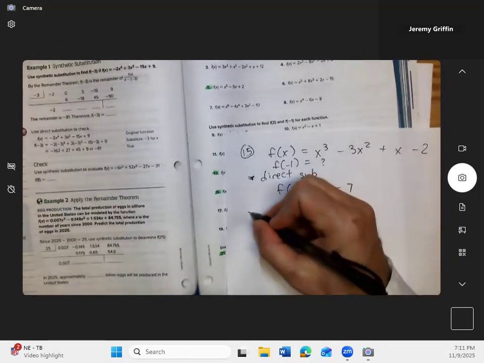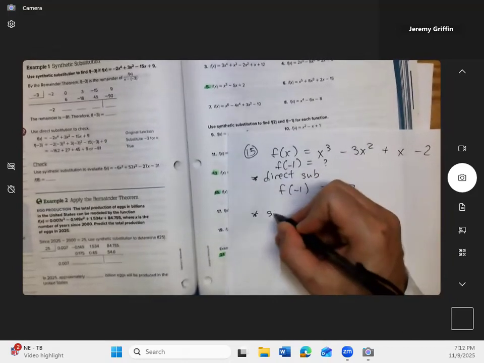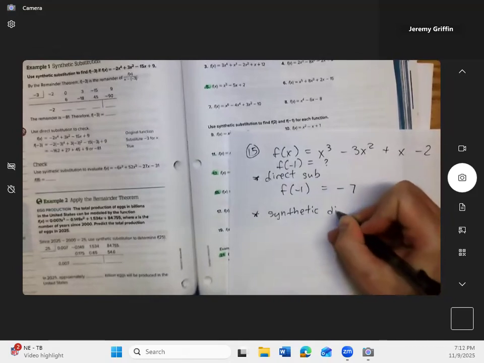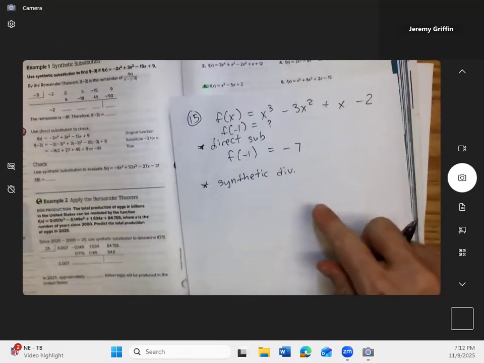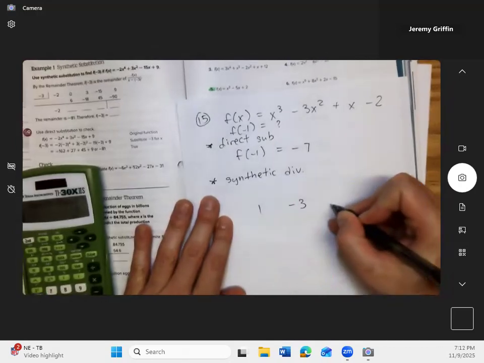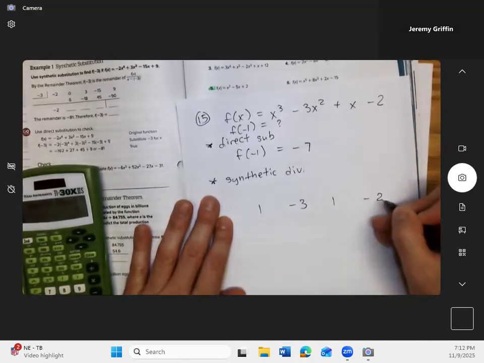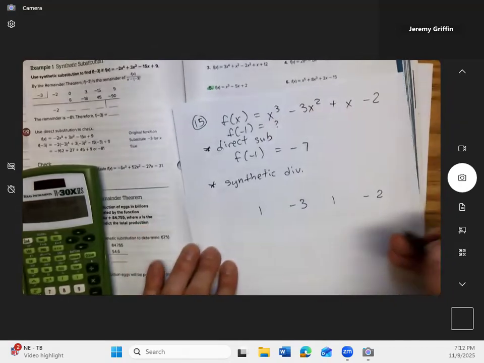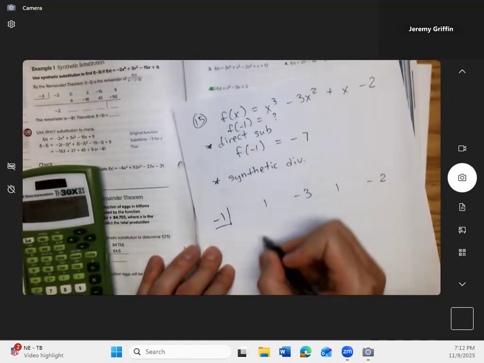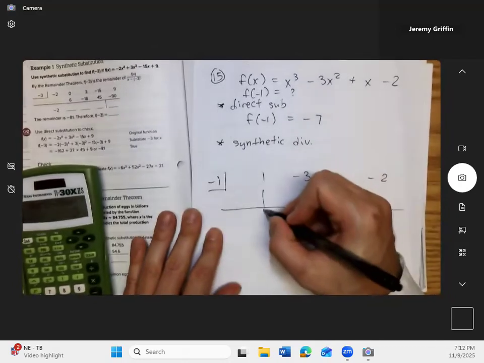Okay, let's try this with the synthetic division method. So I write these coefficients. Let's go 1, -3, 1, -2. Okay, I think that works. All right, we're trying to plug in -1, so plug in -1 right here. All right, so let's go through this method.